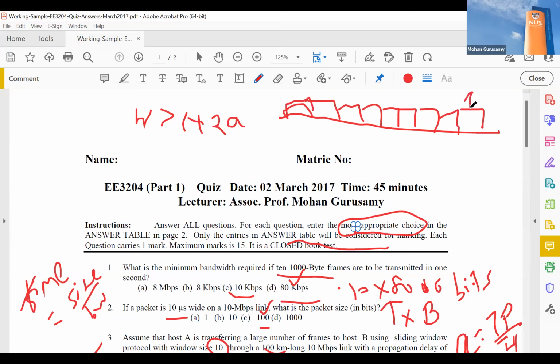So this is TF. Can you tell me how many frames are sent per unit time? How many frames are sent per second? Can anyone tell the answer? If W is greater than or equal to 1 plus 2A, the frames are sent continuously. The window will never become empty. So for TF, there is no gap. How many frames are sent in 1 second?